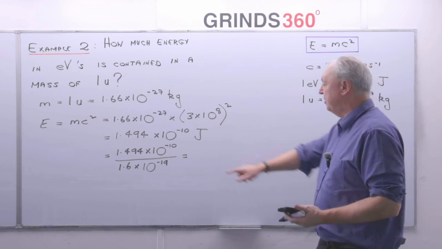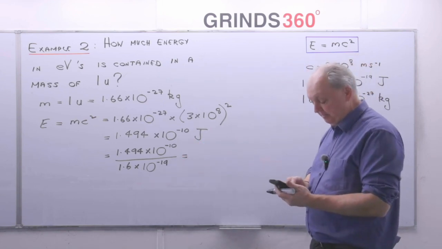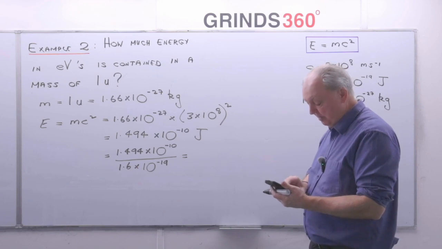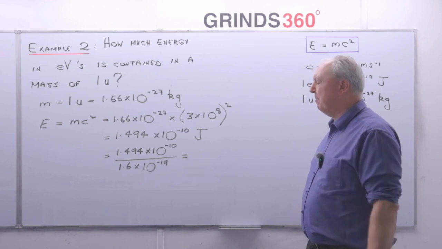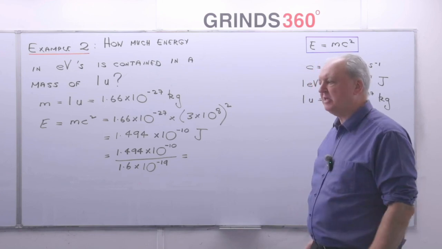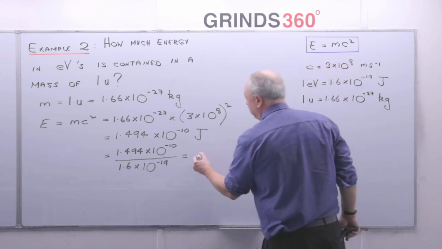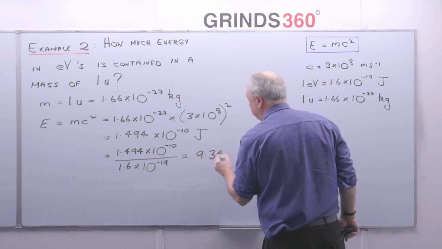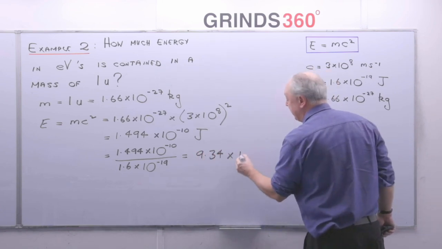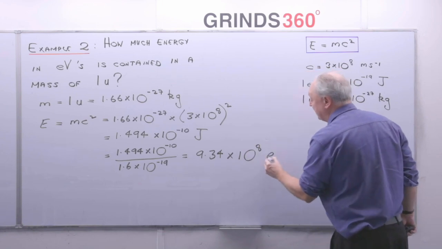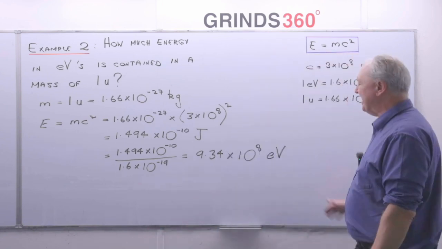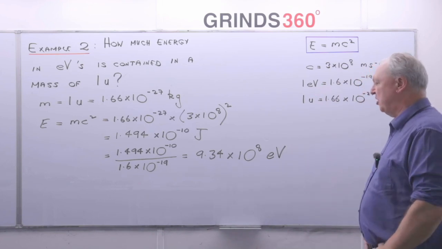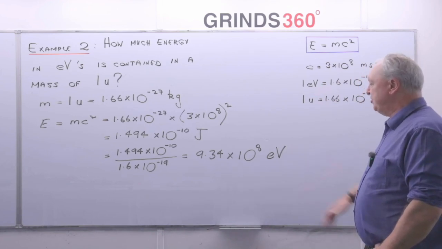So put that into my calculator. I already have that number in my calculator. So I'm going to divide by 1.6 by 10 to the power of minus 19. And I get this very big number that I'm going to write down in scientific notation. I get a number of 9.34 multiplied by 10 to the power of 8 electron volts. So that's the amount of energy in the little units of the electron volts. Now we do something with that.